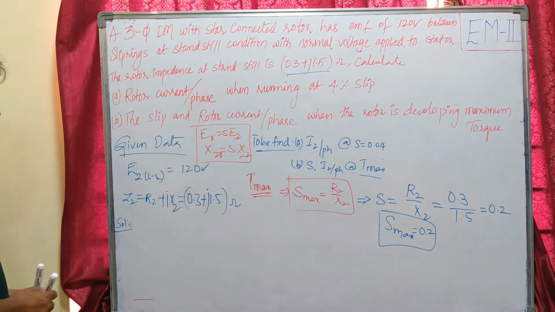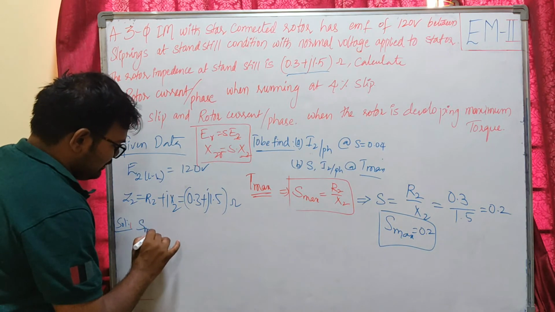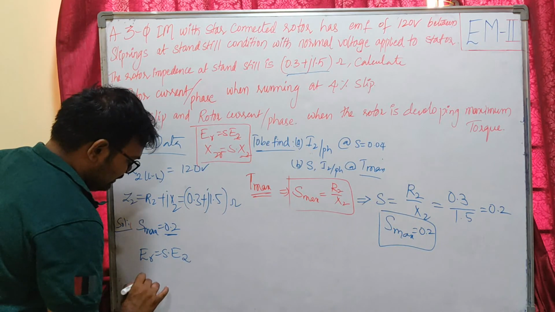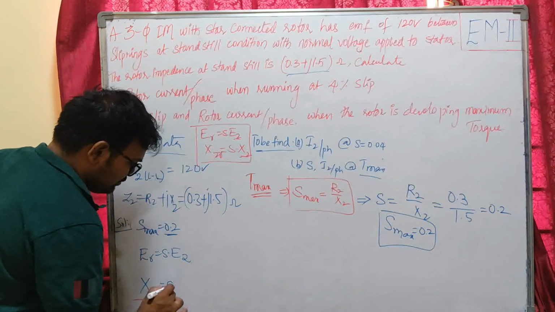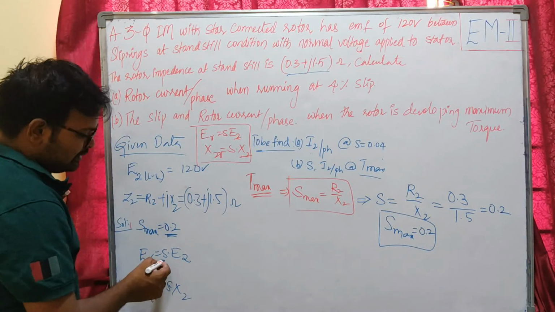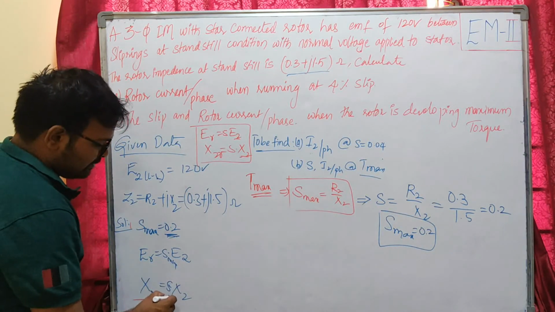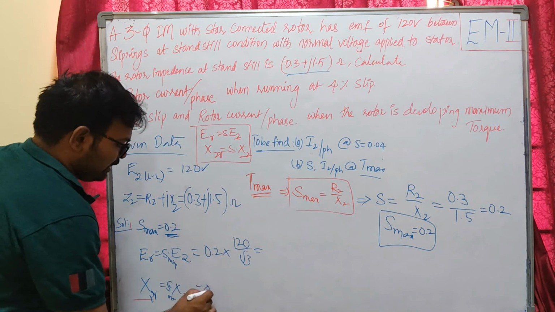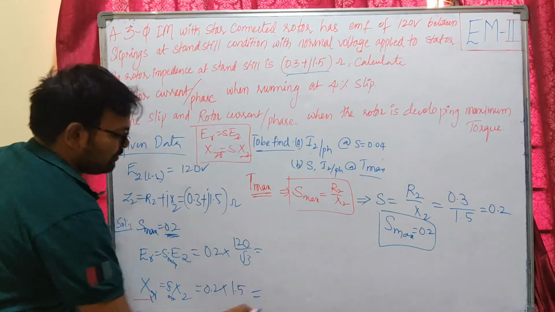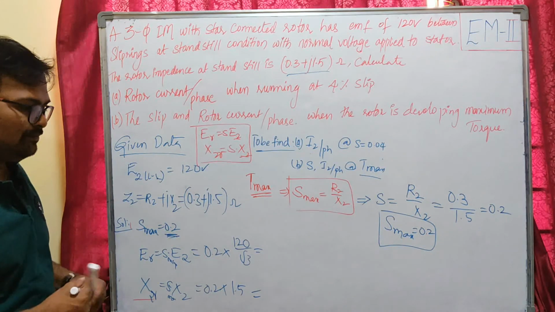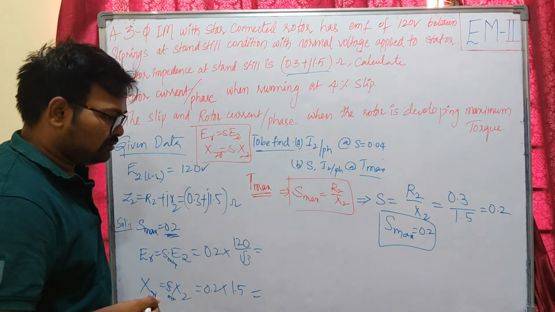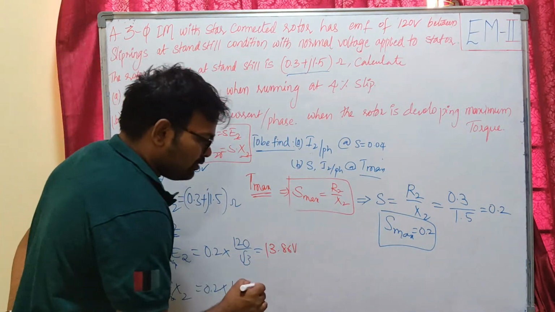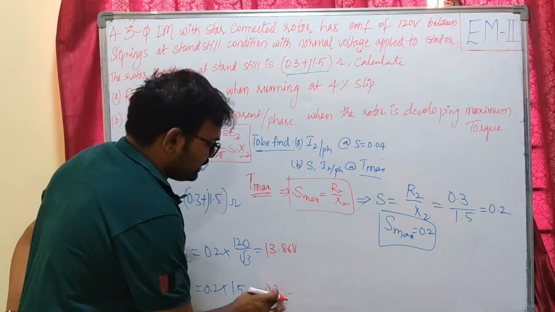Okay, I am going to substitute the slip as S max equal to 0.2. So I am going to find out the ER, which equals S times E2, and X2R, which equals S times X2. I have to substitute the slip at maximum torque, that is S max here. So that is 0.2 times 120 by root 3 will be my ER, and 0.2 into X2, which is 1.5, is my X2R. The values will be 13.86 volts as my rotor EMF, and 0.3 ohm as my rotor leakage reactance.